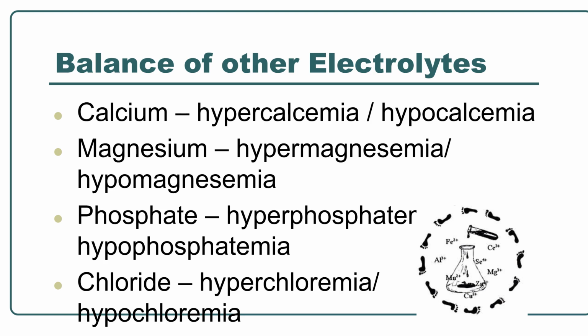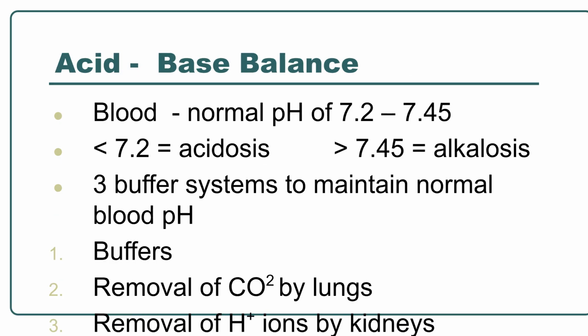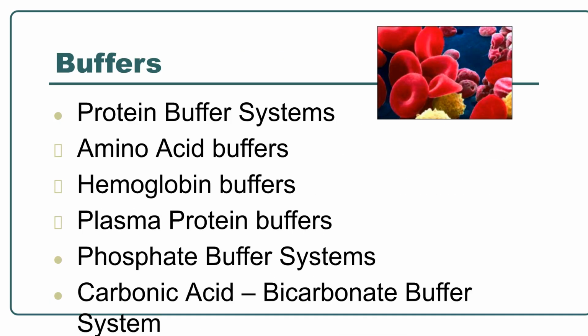The buffer systems include protein buffer systems, such as amino acid, hemoglobin, and plasma protein buffers. There are also phosphate buffer systems and the carbonic acid bicarbonate buffer system. The respiratory system maintains acid-base balance by removing carbon dioxide, which directly affects the carbonic acid bicarbonate buffer system. The urinary system removes H+ ions via the kidneys. Disturbances to acid-base balance include respiratory acidosis, respiratory alkalosis, metabolic acidosis such as lactic acidosis or ketoacidosis, and metabolic alkalosis.